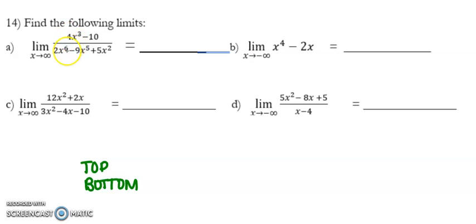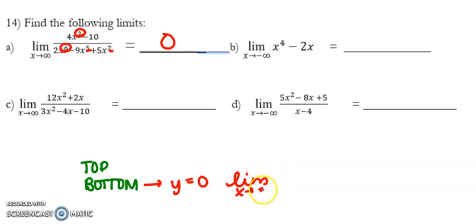For the first one, I have x to the 6th, 5th, and 2nd, so 6 is my highest degree. 3rd and 0, so 3 is my highest degree. This is bottom heavy. Bottom heavy automatically approaches the line y equals 0. So because we approach the line y equals 0, the limit as x goes to plus or minus infinity will also be equal to 0 for whatever that function is.